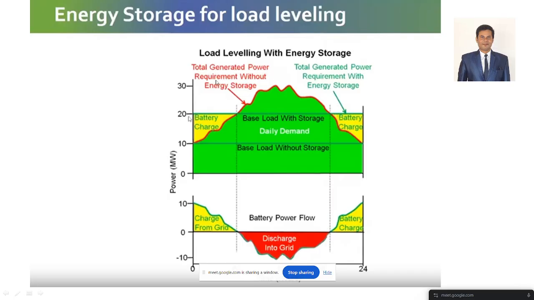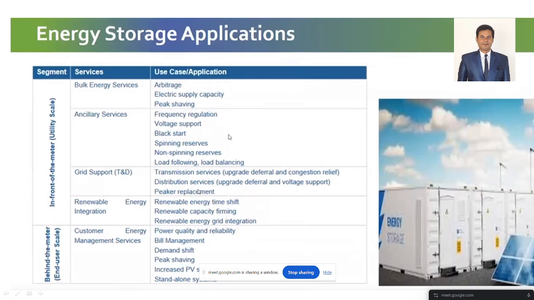The power generation required without energy storage and the power required with energy storage, that is what you have to balance against the loads. Whenever the load comes, you have to provide the actual energy from the energy storage to meet the load leveling. If you see here, there is a charge from the grid and a discharge into the grid. Here the battery is getting charged. This is how the curve comes for load leveling.